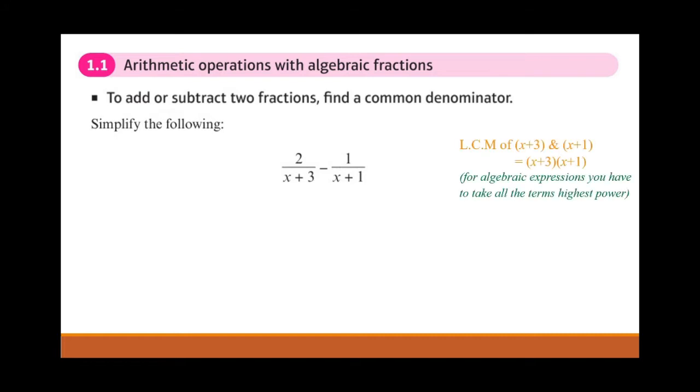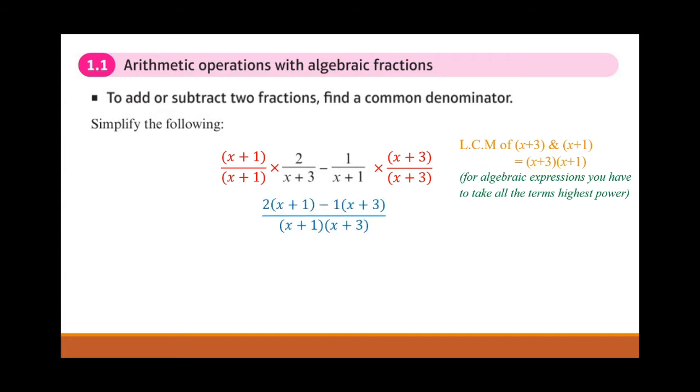So to find the LCM, we need to take both the denominators, x plus 3 and x plus 1, and we are applying the rule, taking all the terms with the highest power. So here we have two different terms, x plus 3, x plus 1 with the power 1. So that's your LCM. And then to get the denominators the same, we need to multiply both fractions with the missing factor. So in the first fraction, we have x plus 3. So we need to multiply it with x plus 1 over x plus 1. And for the second fraction, we have x plus 1. So we need to multiply it with x plus 3 over x plus 3.